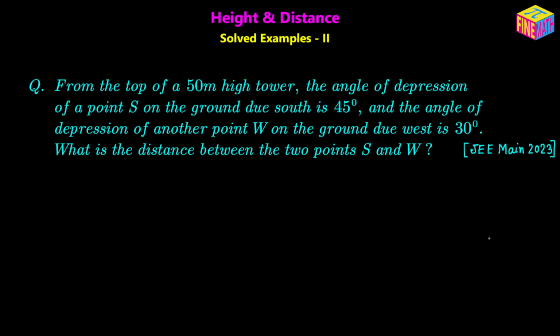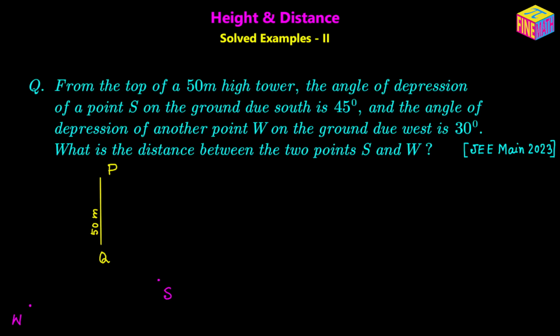First let's draw a little diagram. I'm going to draw the tower first. Let's suppose this is our tower, the vertical yellow line PQ standing upright on the ground, and the height of this tower is 50 meters, so I have noted that. And now let's select the 2 points on the ground, point S which is on the south side of the tower and point W which is on the west side of the tower.